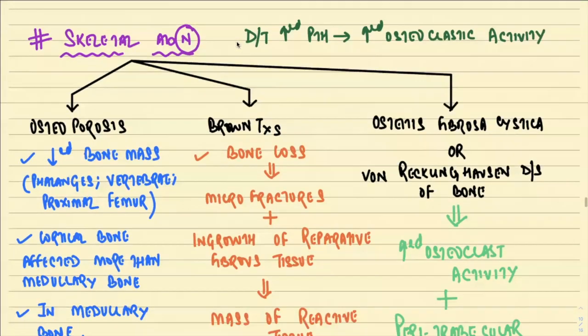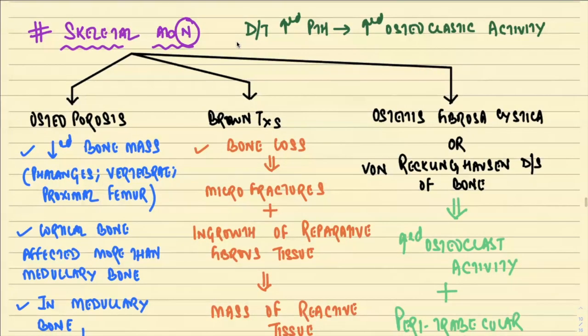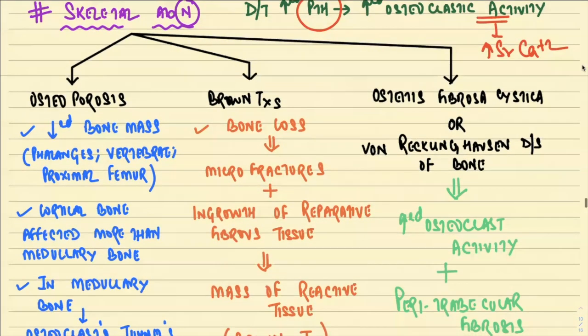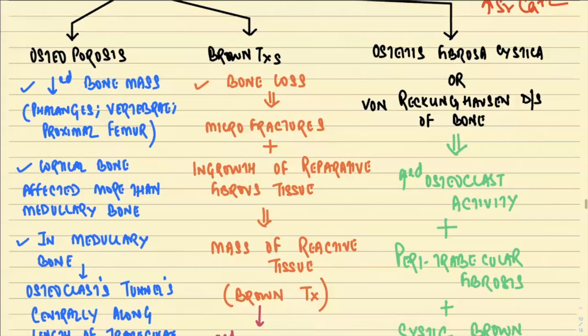Now we are coming to the skeletal abnormalities that happen. Why will the skeletal abnormality be there? Because we are reading about primary hyperparathyroidism, and over here, because of an excessive amount of parathormone release, there's excessive osteoclastic activity, and ultimately there's an excessive amount of serum calcium levels. Because of this excessive osteoclastic activity, what is happening? All the calcium from the bone is coming into the blood. So what will happen? The bone is going to become weak.